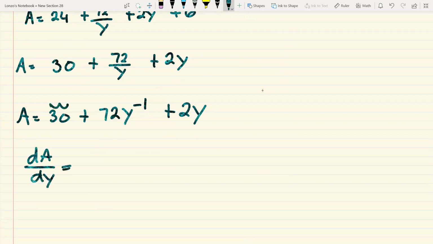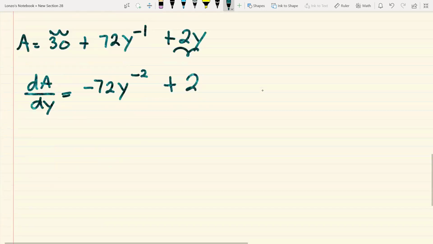The derivative of 30 is a constant, so that's 0. The derivative of 72y to the negative 1 would be negative 72y to the negative 2. And you don't have to put dy over dy because that becomes 1. The derivative of 2y is just 2.